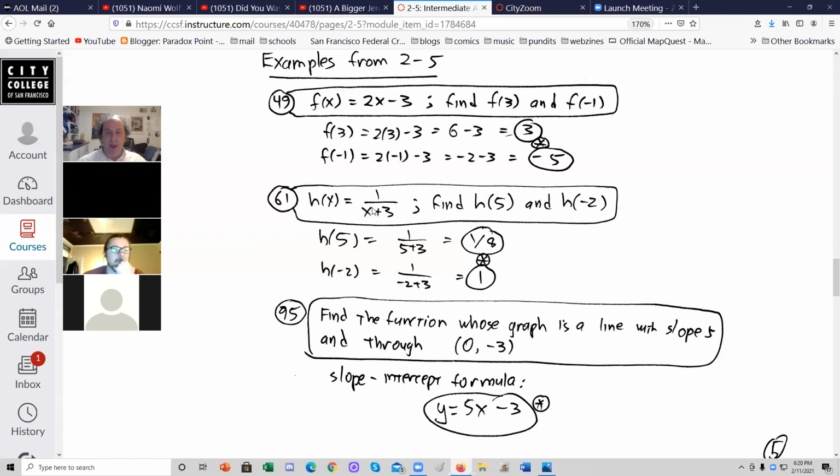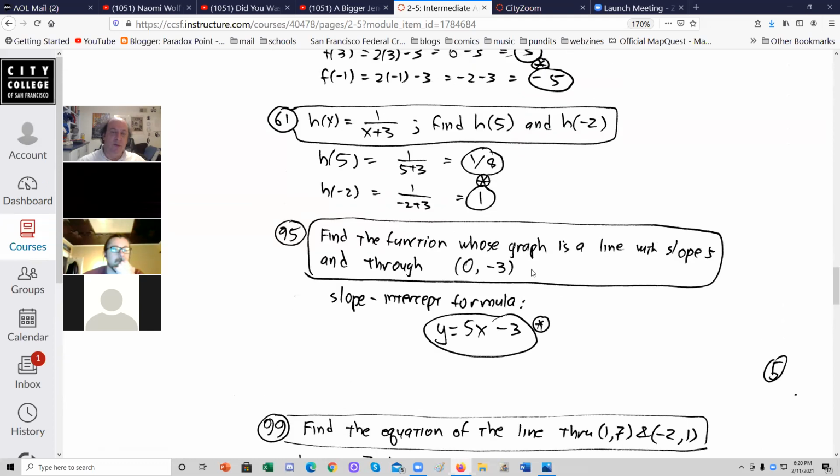All right. h of x equals 1 over x plus 3. Find h of 5 and h of negative 2 by substitution. H of 5 is 1 over 5 plus 3. That's 1/8. H of negative 2 is 1 over negative 2 plus 3, which works out to 1.